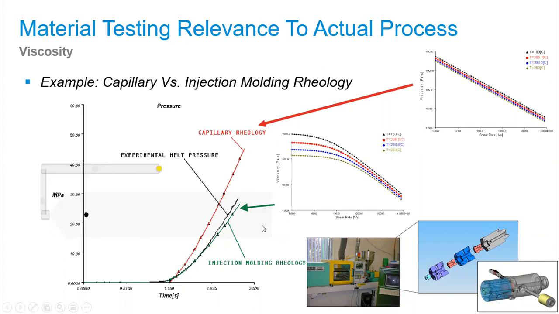When we ran this with this particular pressure point, we got a curve at a particular flow rate for one of our tests. And we used this data to simulate the same process with capillary rheometer data for viscosity, and we used injection molding rheology as well. And as you can see with the capillary rheology, we spike in pressure much quicker and at a different slope than reality. And when we use the injection molding rheology, we were much, much closer to predicting the pressure.